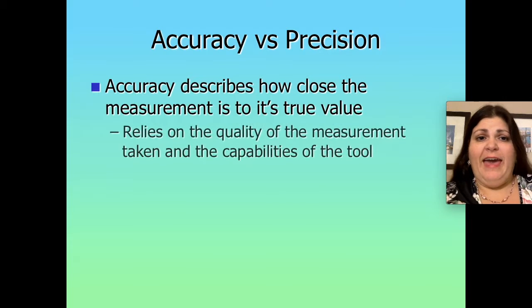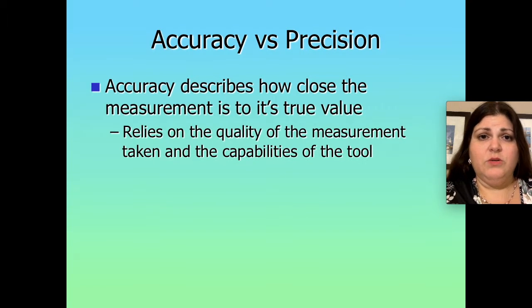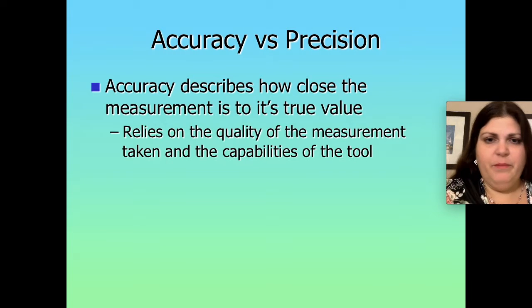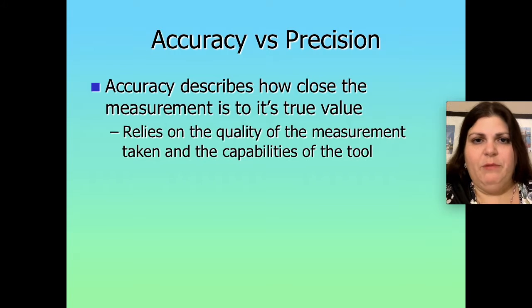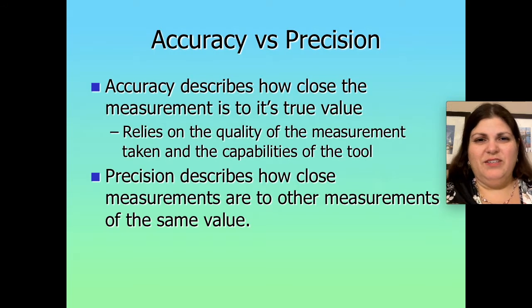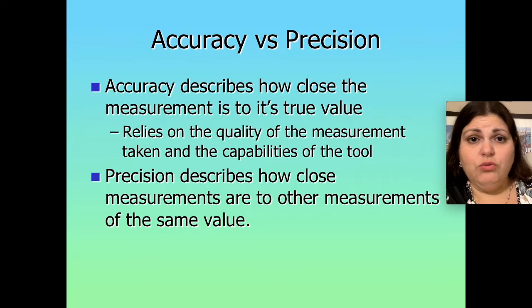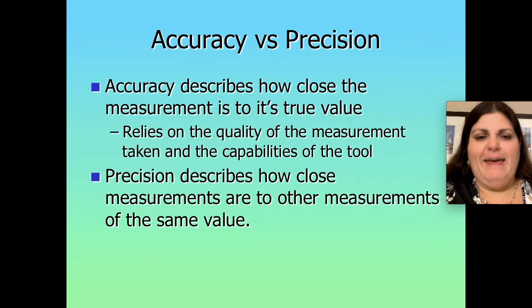The accuracy of the measurement relies both on your taking it, so your interpretation of the tool and your carefulness in taking the measurement, as well as the capabilities of the tool. We'll talk more about that in a second. Precision refers to, is your measurement repeatable? And so we want to make sure that we're always getting a measurement that is both true or accurate, and that we're getting it every time.